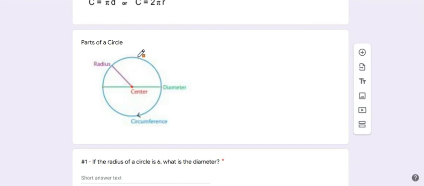If we go all the way around the circle, if I start here and travel all the way around the circle, that is the circumference. It's the distance around the circle.